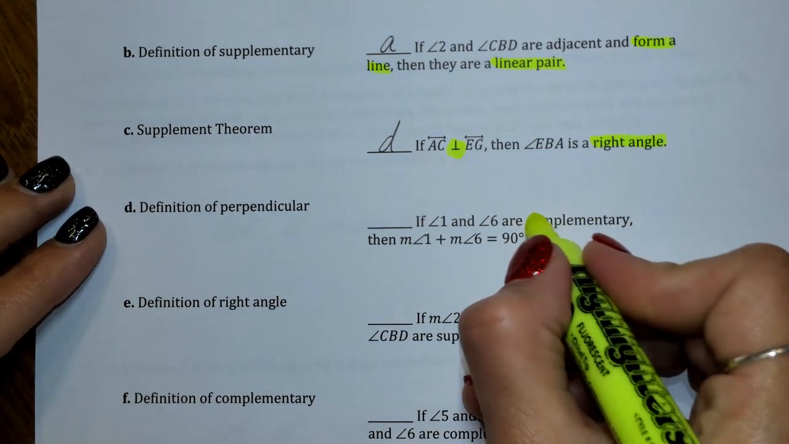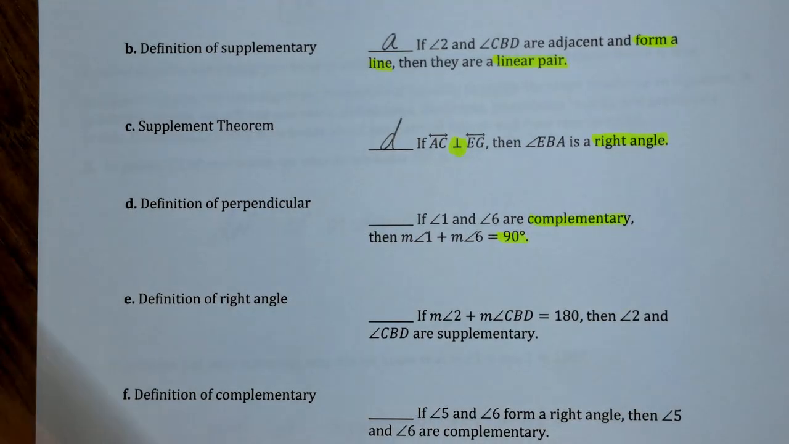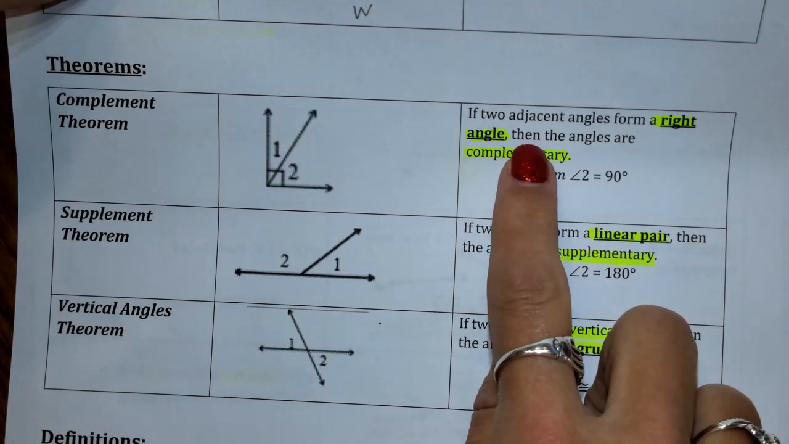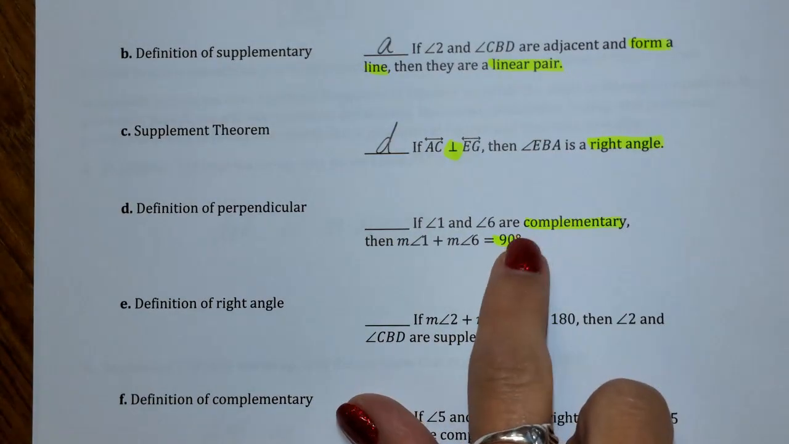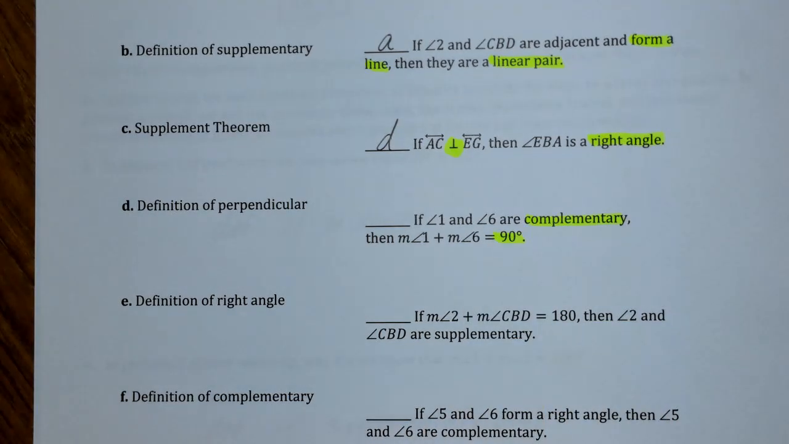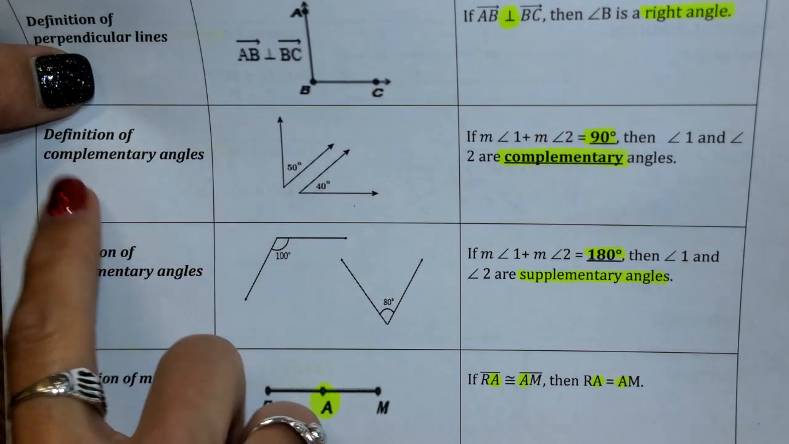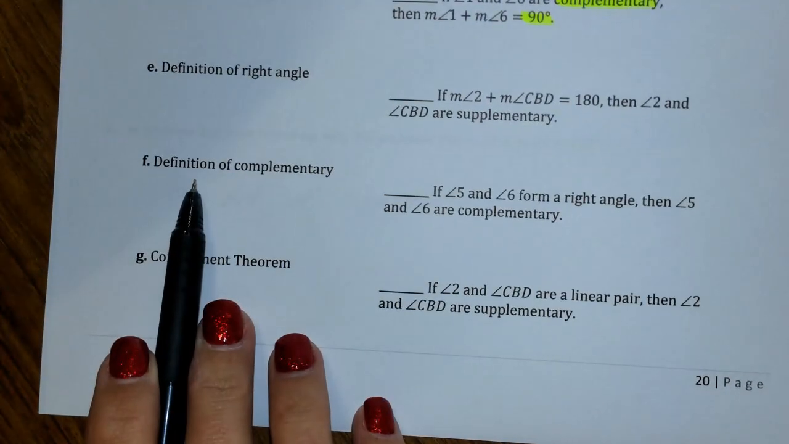Next, we have if two angles are complementary, then they add to equal 90 degrees. So again, we look at our complementaries. Here's complementary, the theorem, but it says right angle. This one does not say right angle. It says adds to equal 90. Complementary, adding to equal 90. That is the definition of complementary angles, which is way down here at F.